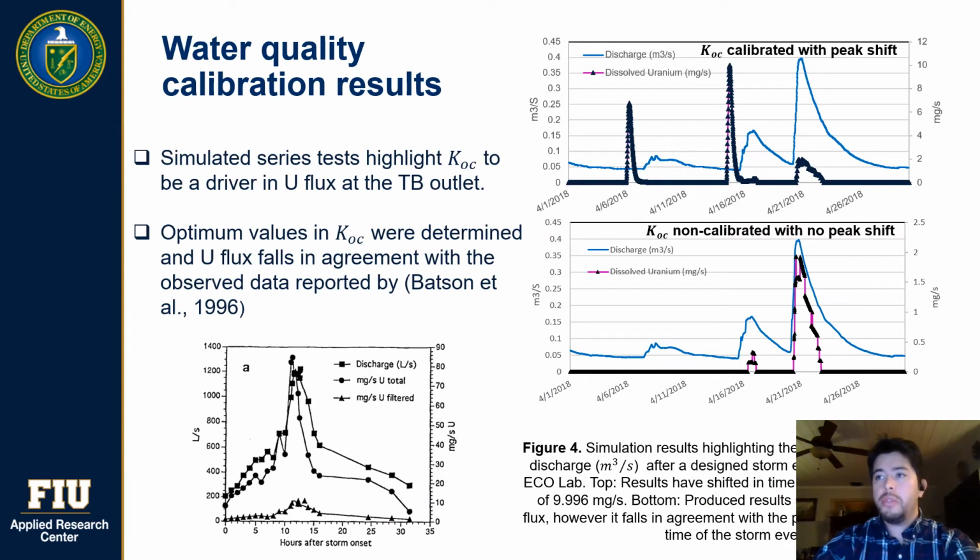Regarding the calibration results for the water quality model, we simulated a different series of exercises in which we're highlighting the organic carbon partition coefficient to be a major driver in uranium flux at the outlet of the Timms Branch. Regarding our observed data, we used Batten et al. for validating our uranium transport model. So we determined that the uranium flux fell in agreement with the observed data reported by that team.